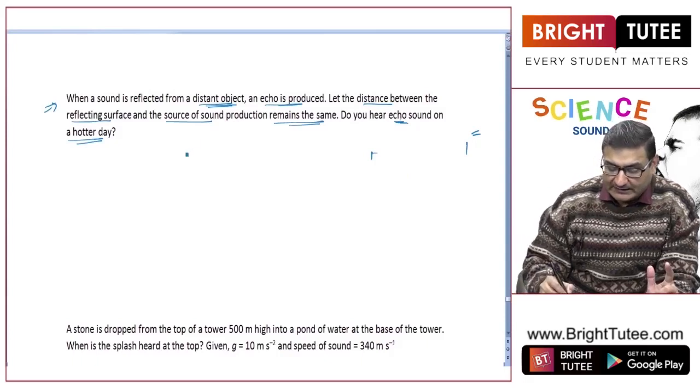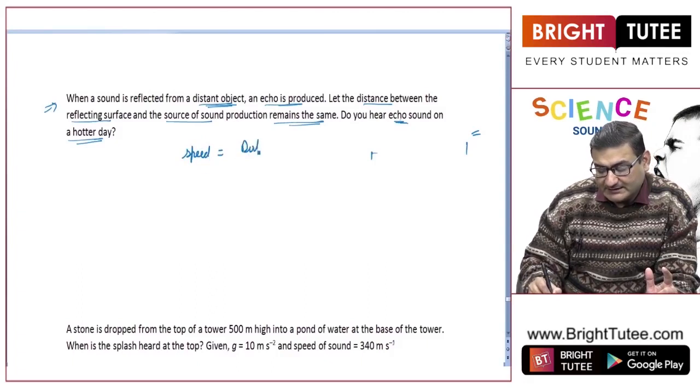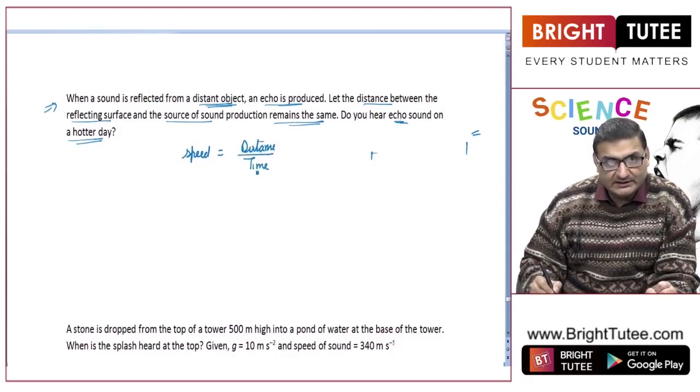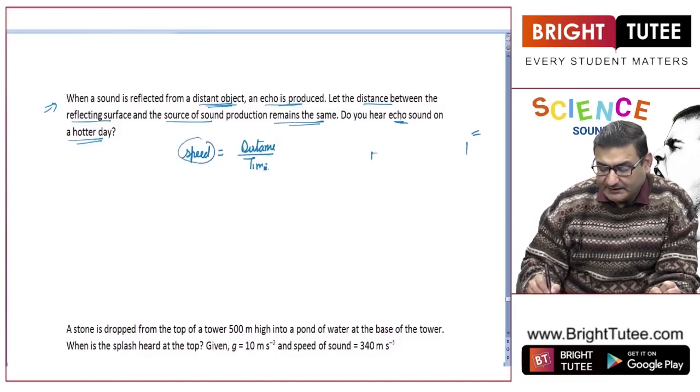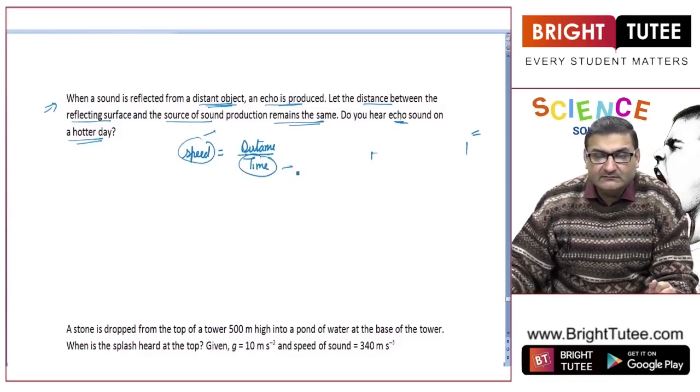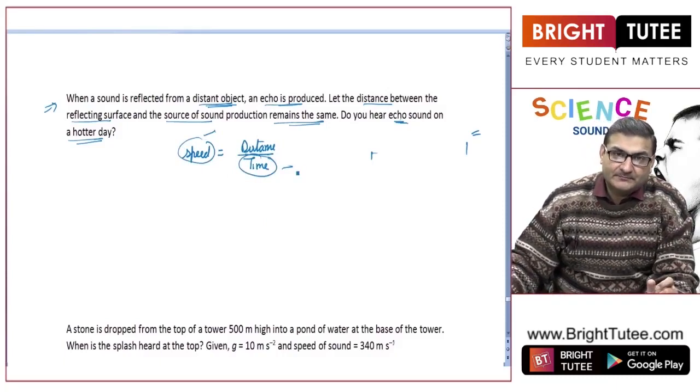We know that the speed is equal to distance upon time. So, from this formula we easily relate that speed and time, being in the numerator and denominator, are inversely proportional to each other.